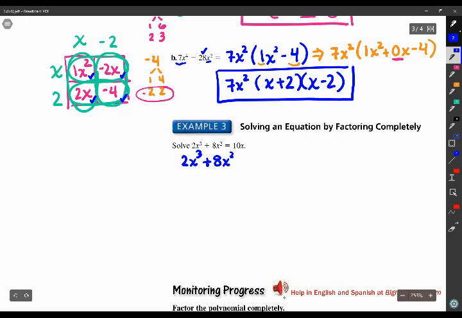And then we're going to move that 10x to the other side. And when we move it to the other side, it changes the sign. And so we get minus 10x equals 0. And then we do the same thing. Our very first step is to take out the greatest common factor.